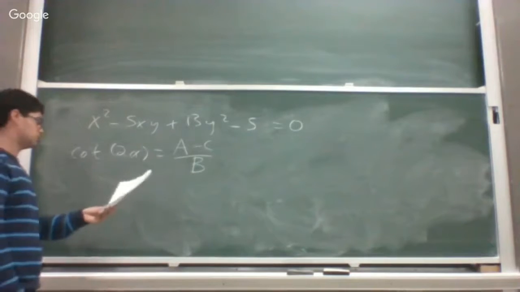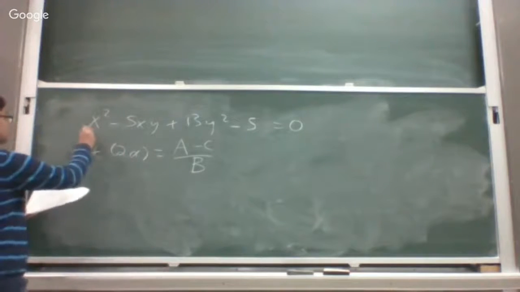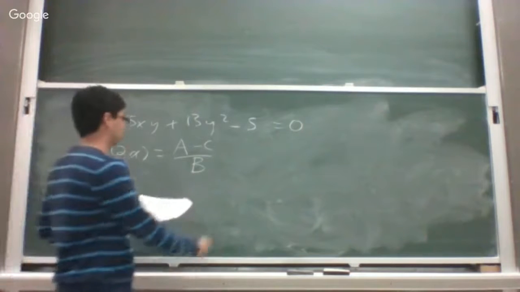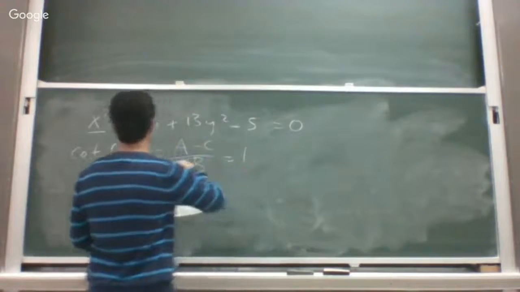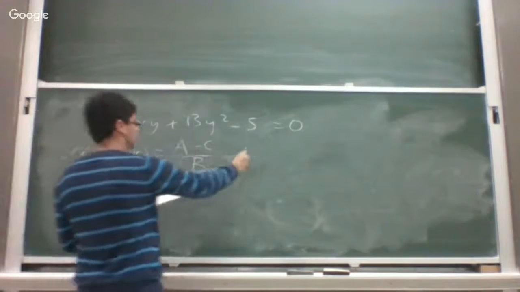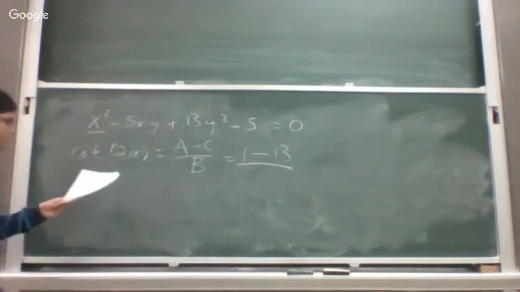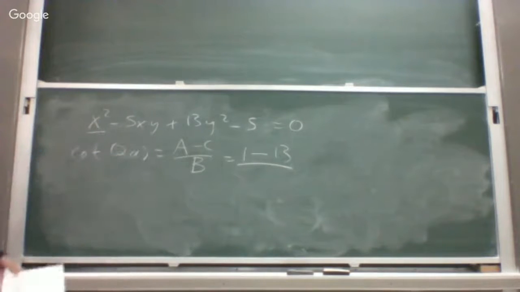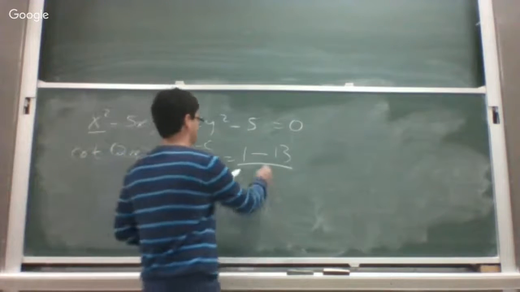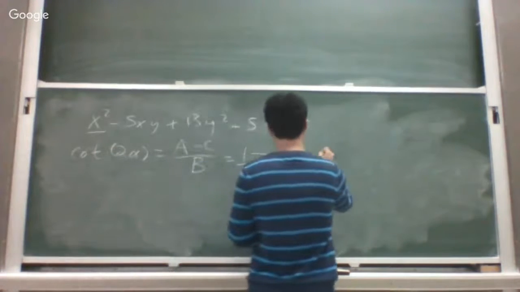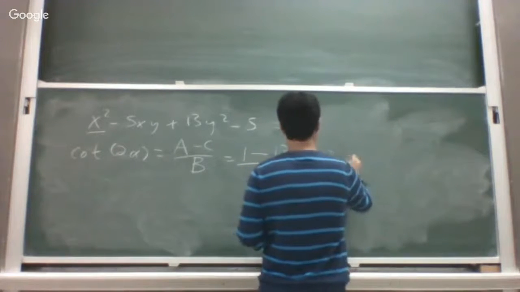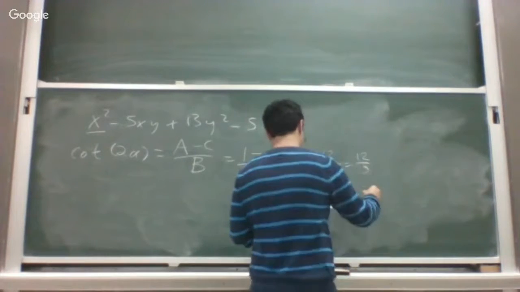If you remember this and you know which is a, b, and c, then you can solve this whole problem. A is going to be the coefficient in front of x squared, so in this case we have 1. C is the coefficient in front of y squared, so it's minus 13, divided by b, which is the coefficient in front of xy, so it's divided by -5. So we have -12 over -5, which is equal to 12 over 5.